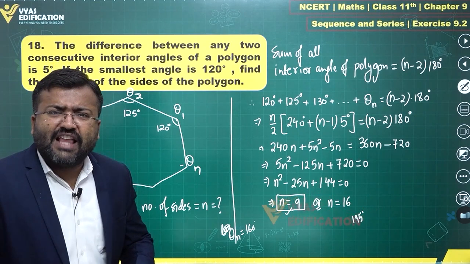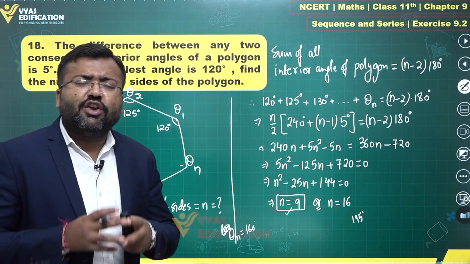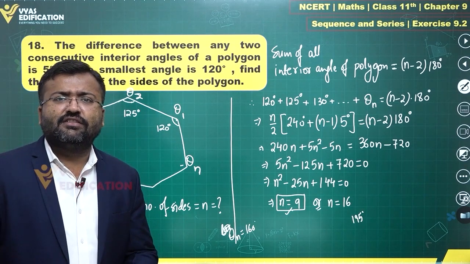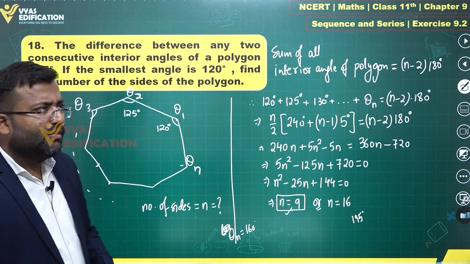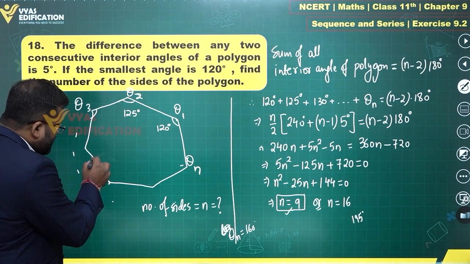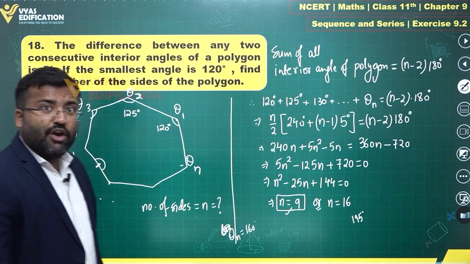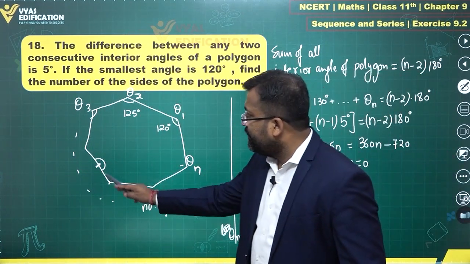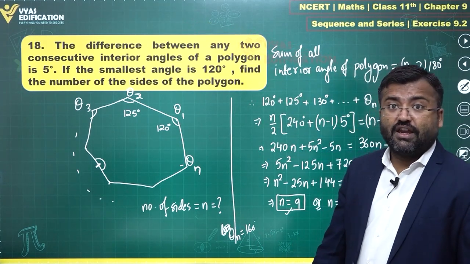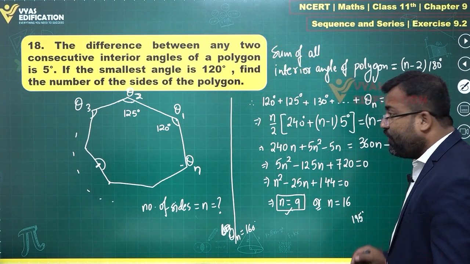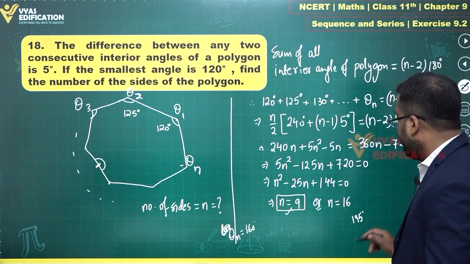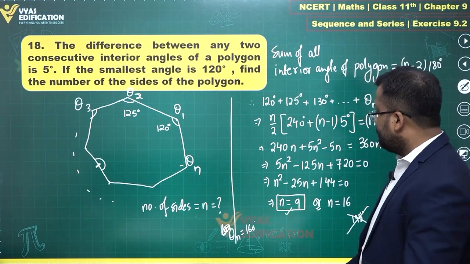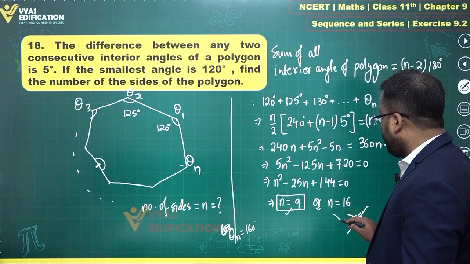So will that be an interior angle of a polygon? For any polygon, do you have 180 degree as an interior angle in any case? The answer is obviously no. You don't have a 180 degree angle because this is a straight line. You just jump from here to here. So is this 195 degree okay? No, this is not okay because of that. 180 degree is not a possible angle for a polygon, right? So n equals 16 is not okay.